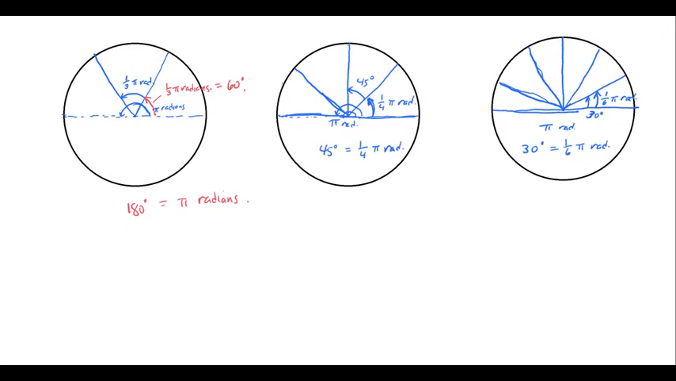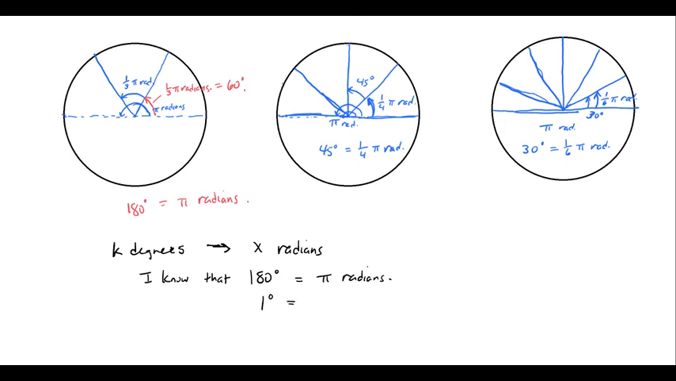Suppose I'm given some angle whose measure is k degrees, and I want to know how many radians that is. Let's call that x radians. Well, what do I know? I know that 180 degrees is equal to pi radians. So what would 1 degree be? Well, 1 degree is just 1/180th of that. It's 1/180th of pi radians. I'm going to write that a little more compactly as pi over 180 radians.